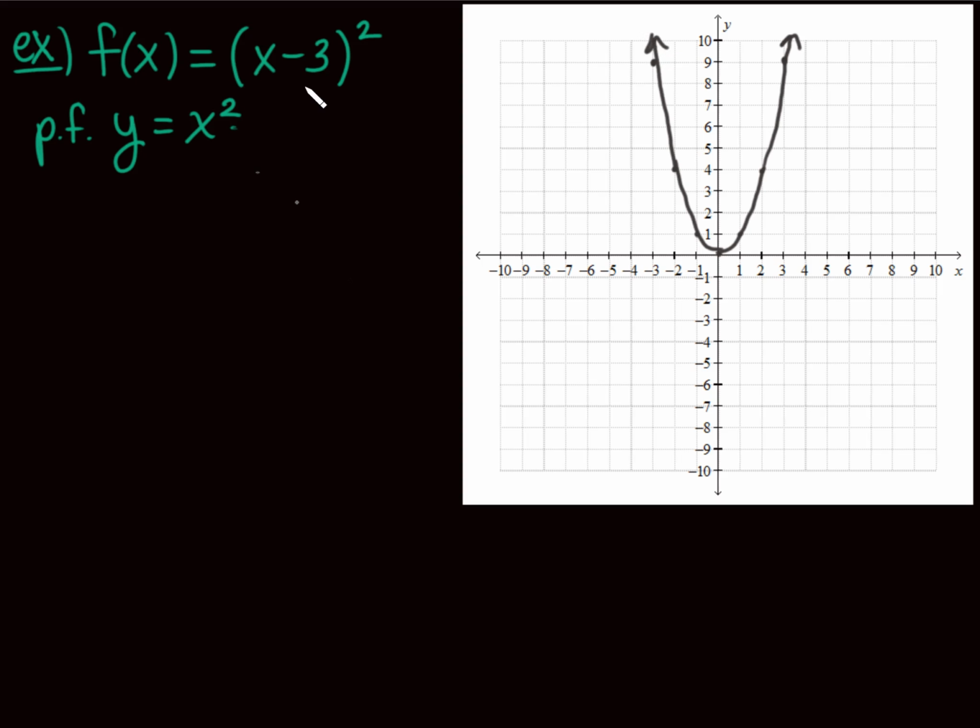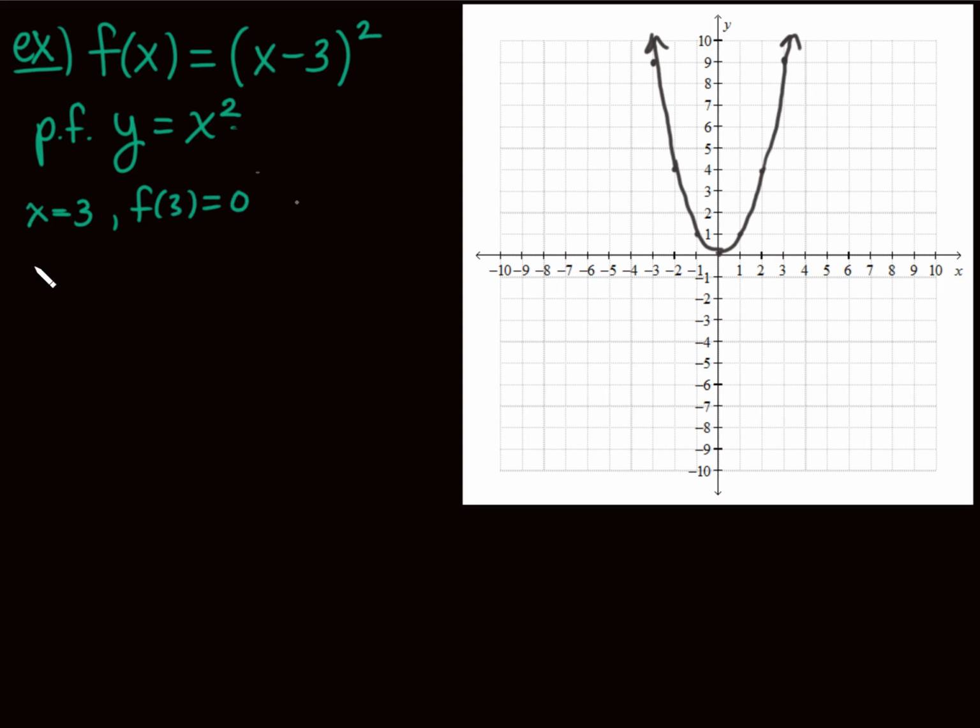It is going to shift it to the right 3, but let's see why that is true. If I look at some points here, I'm going to start off with an x value that's going to make this whole thing 0. So I'm going to start off with x equals 3 because I know that my graph goes through 0 right there. So what if I choose x equals 3? Then I get f of 3 is 0.